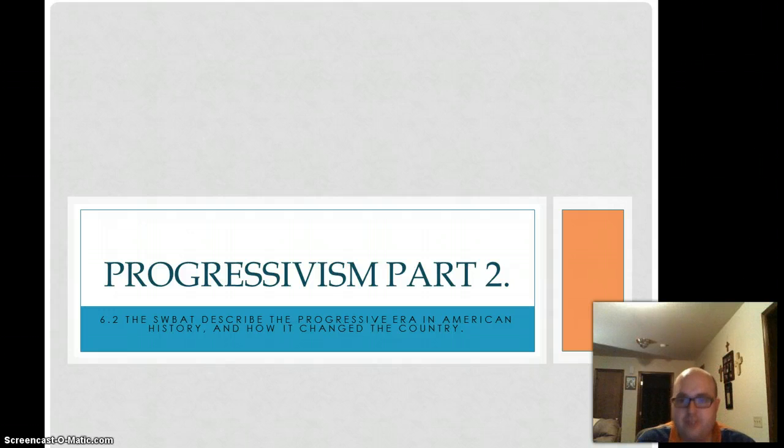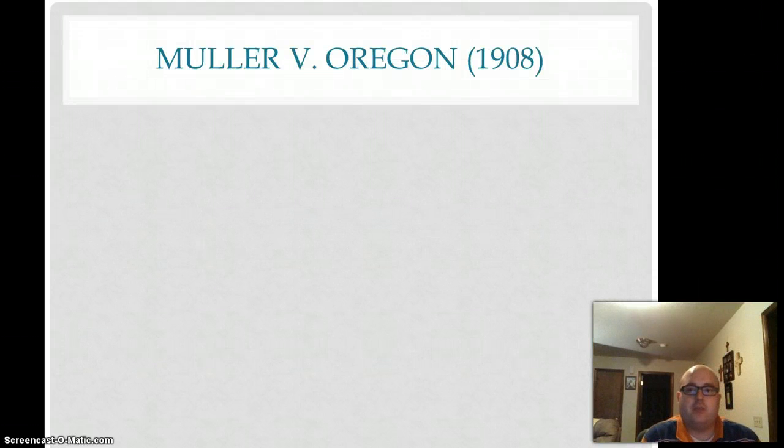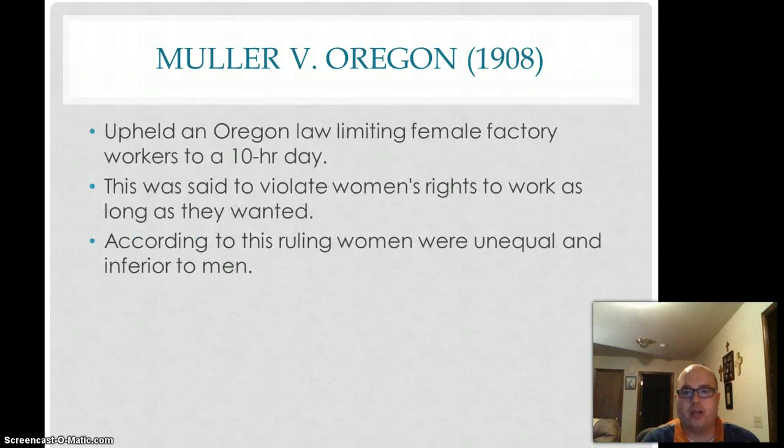Now, the objective: you should be able to describe the Progressive Era in American history and how it changed the country. Here we go. First up, we're talking about Muller versus Oregon. This is about equal rights for women.